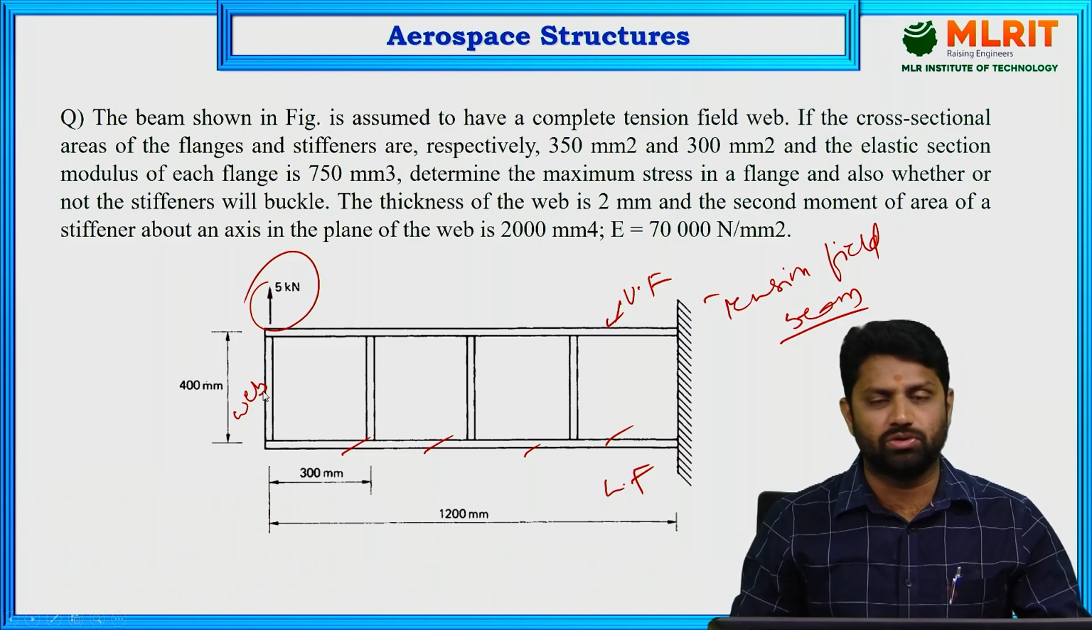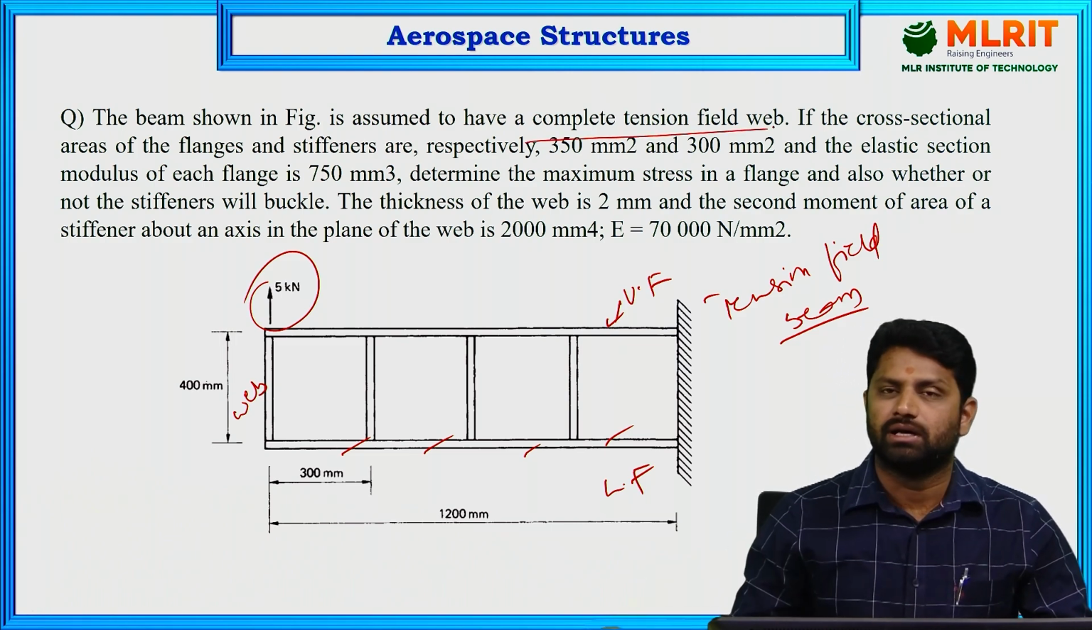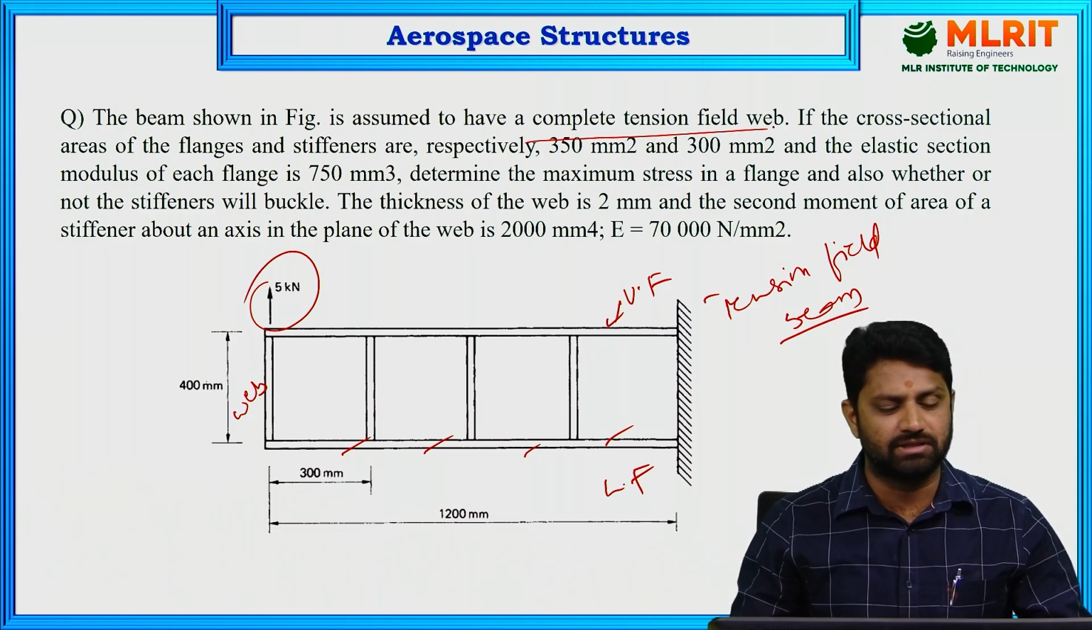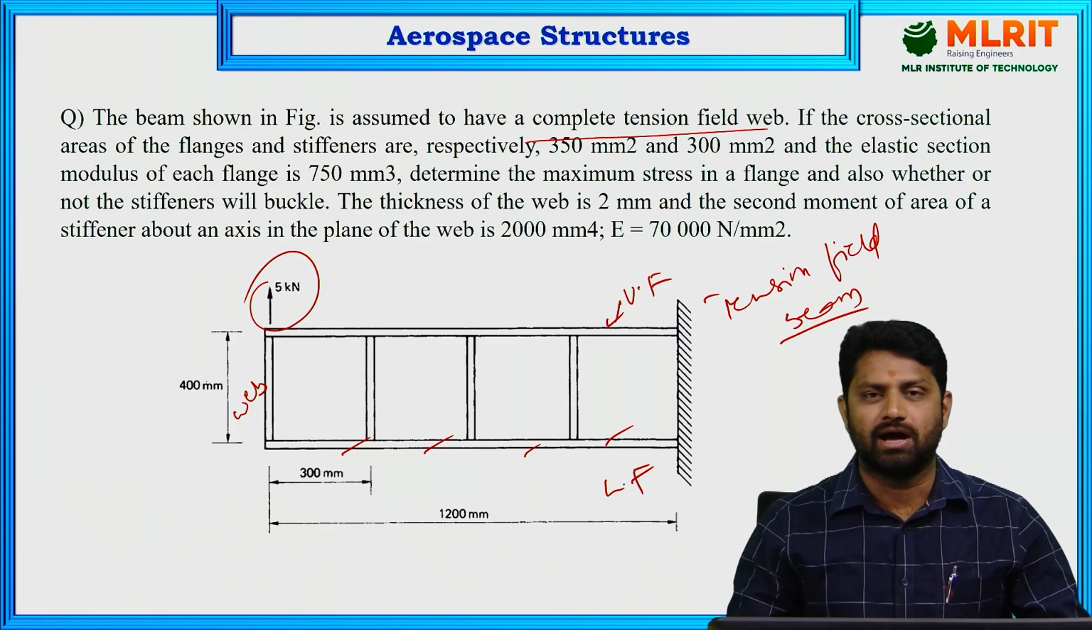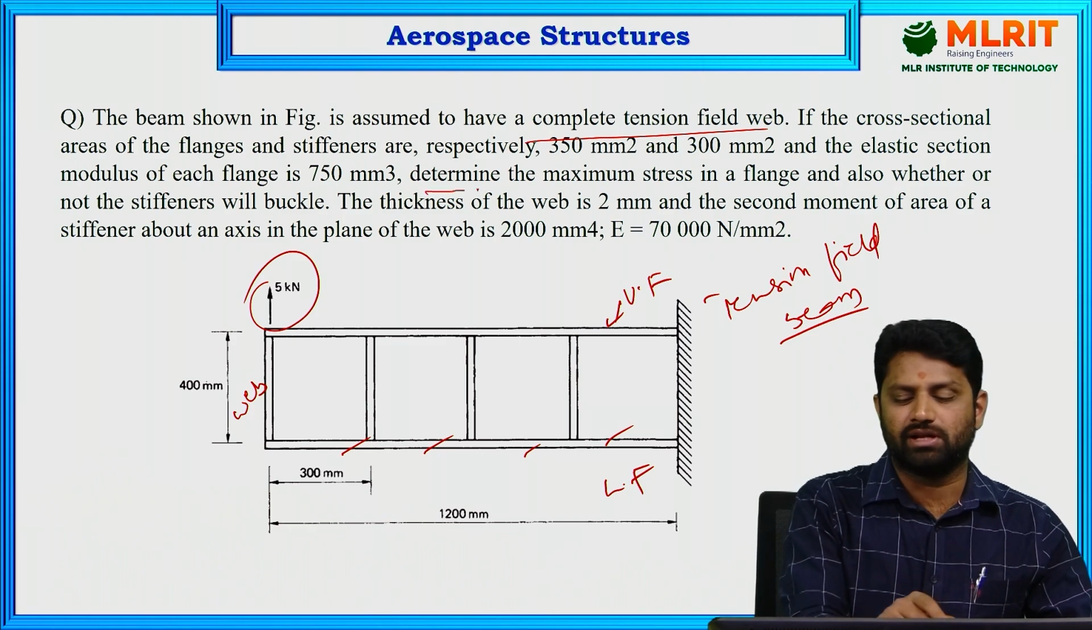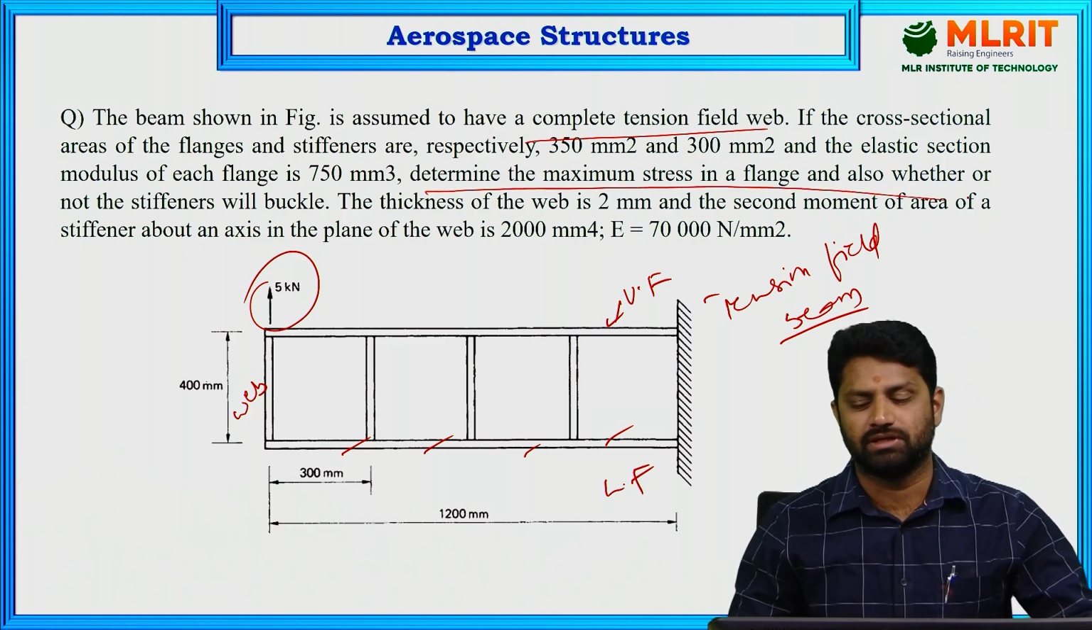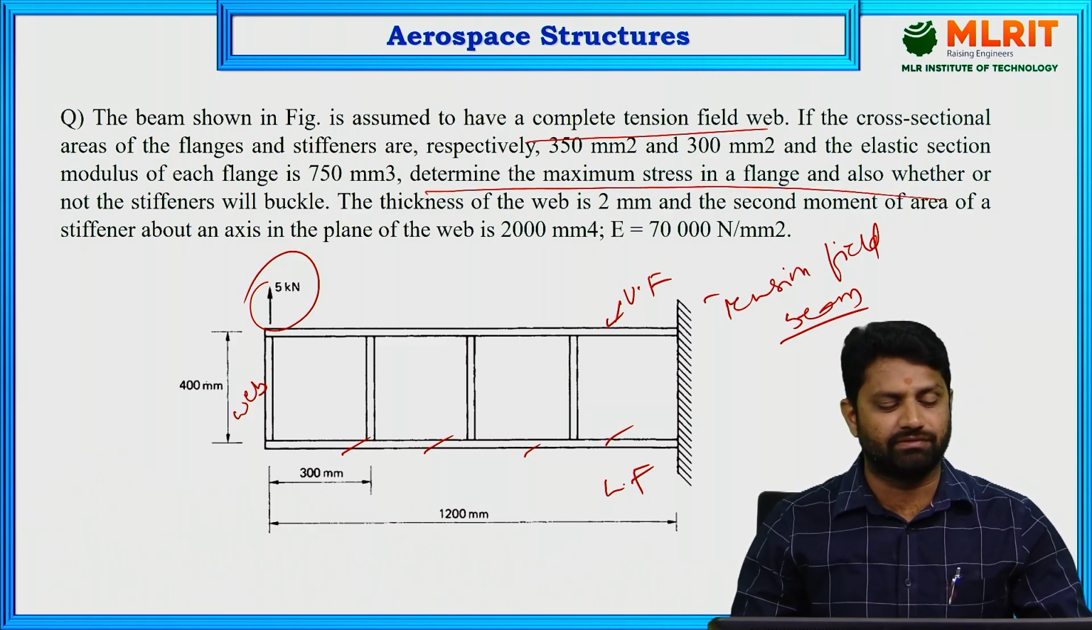The beam shown in the figure is assumed to have a complete tension field web. The cross-sectional areas of the flanges and the stiffeners are 350 mm square and 300 mm square, and the elastic section modulus of each flange is 750 mm cube. Determine the maximum stress in a flange and also whether or not the stiffeners will buckle. We need to calculate the maximum stress in the flange and then ensure whether the stiffeners will buckle or not.